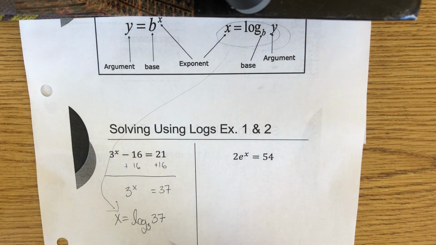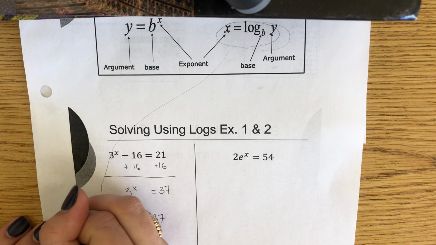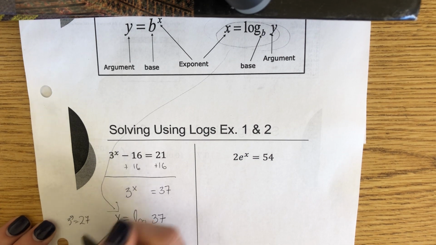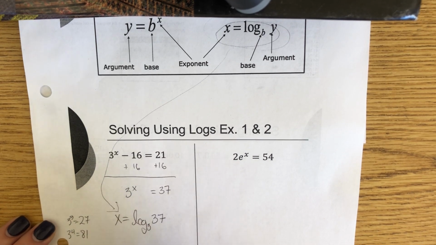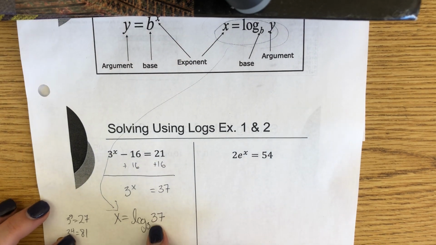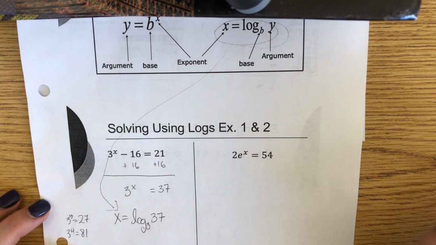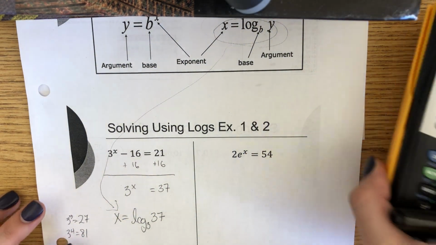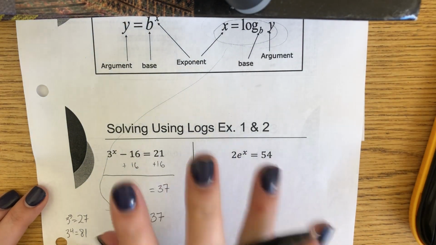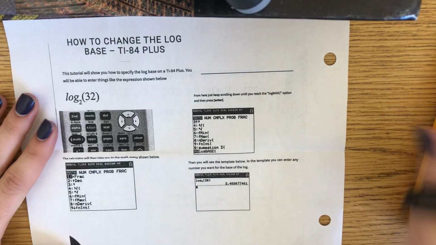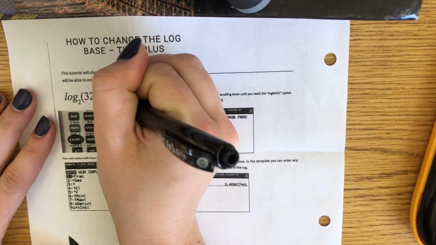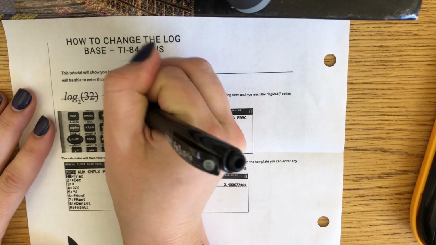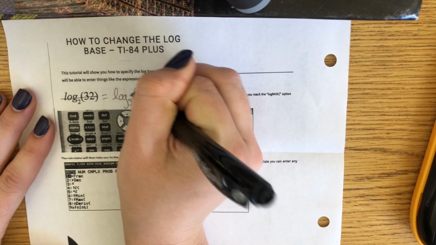I'm going to use my calculator, but we could estimate it. We know that 3 to the third equals 27, and 3 to the fourth equals 81. So log base 3 of 37 should probably be 3.2, 3.1. All right, that's our estimation, but in order to enter this in my calculator, if you flip over on your notes, here are the directions. So I'm gonna actually do log base 3 of 37.